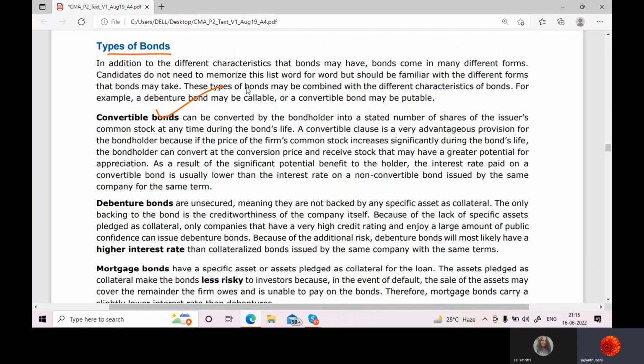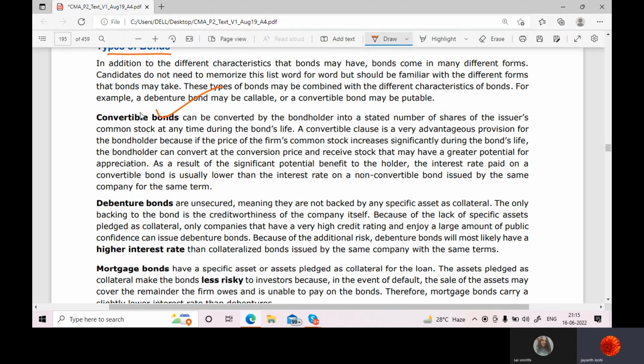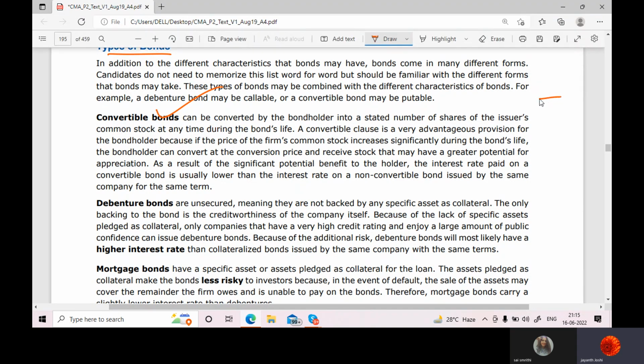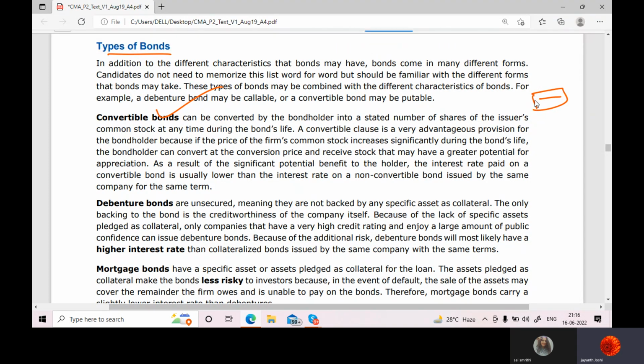very advantageous provision for them because whenever they want and whenever they have money, they can convert. It's good for the shareholders also, bond holders also, because they receive fixed interest during the beginning, and then when the bond is converted into equity they get dividends. Okay, they get ownership in the company.